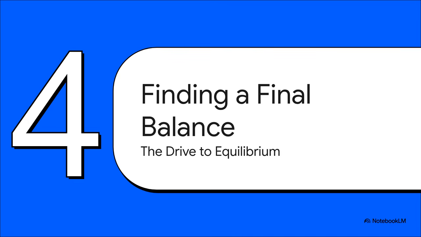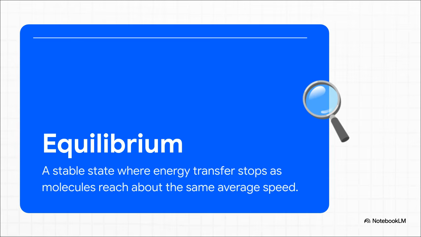So does this frantic exchange of energy just go on forever? Not at all. Nature actually has an end goal in mind, and that goal is perfect balance. It's a state that scientists call equilibrium. Equilibrium is the final destination. It's that point where the energy has been so evenly shared and passed around that the fast molecules have slowed down and the slow molecules have sped up, and they all just kind of meet in the middle.